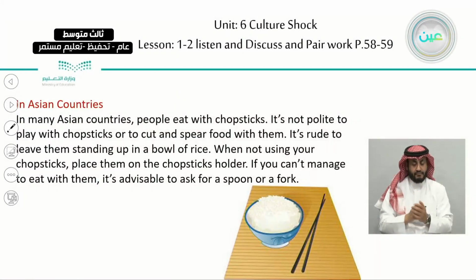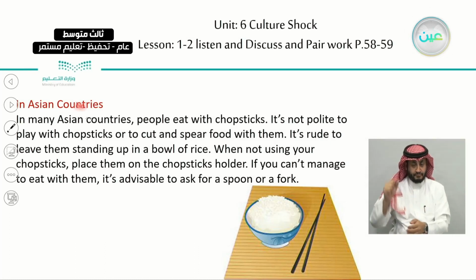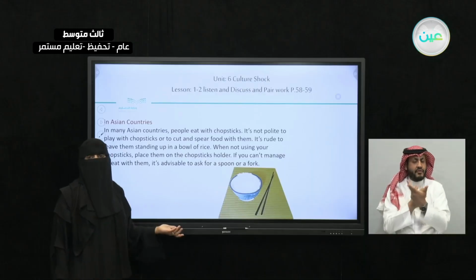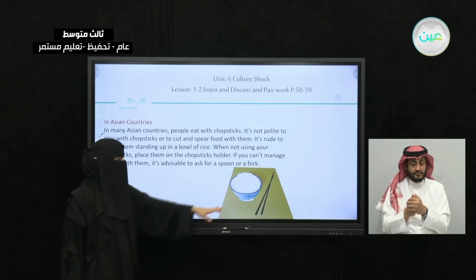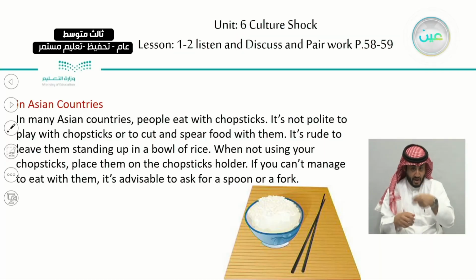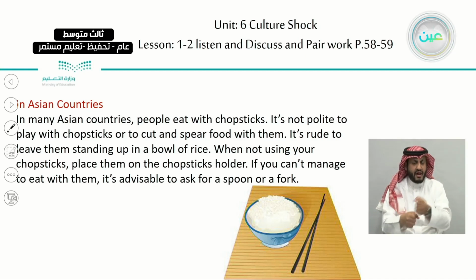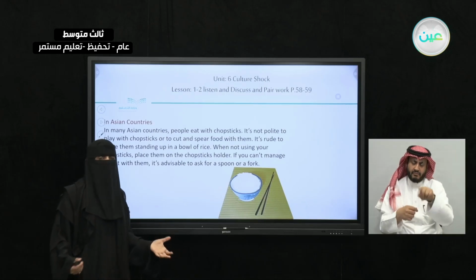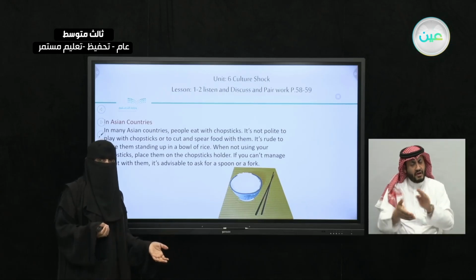Now moving on to the paragraph. In Asian countries, what happens in Asian countries? What are the customs? As we know, Asian countries are famous for rice, right? I think it's the favorite meal in all Asian countries. And we can see chopsticks. We call them chopsticks here. They use them. Do we use them here in Saudi? In Arab countries? No, we don't use them. We use spoons or we eat with our hands, right?